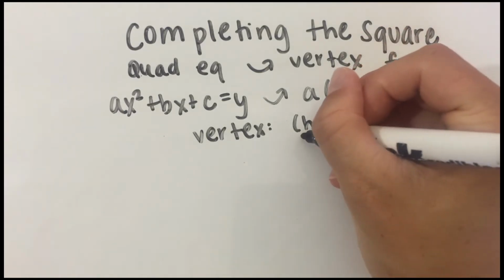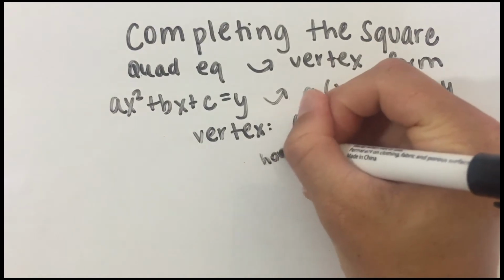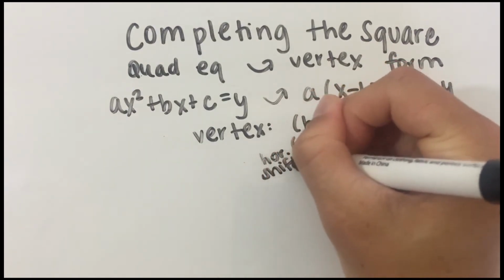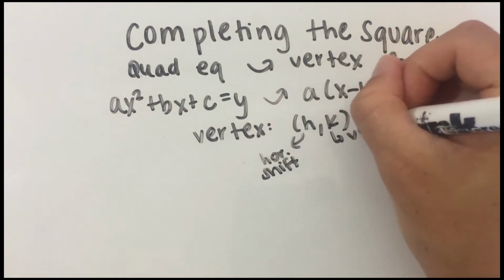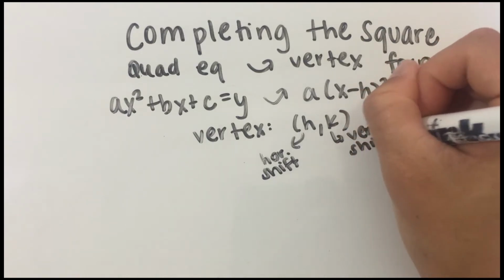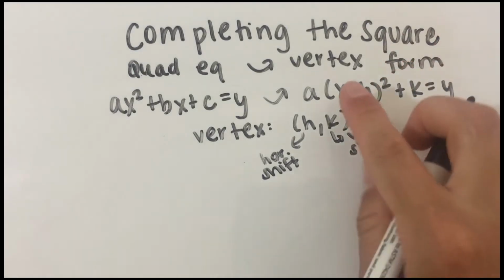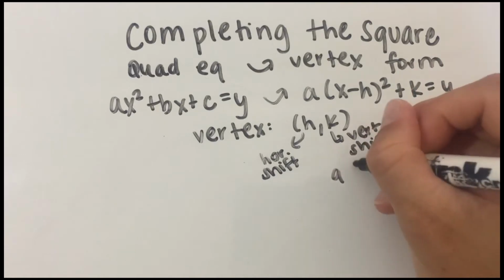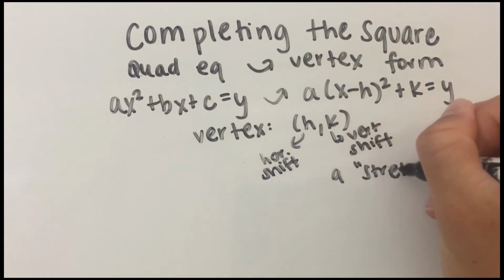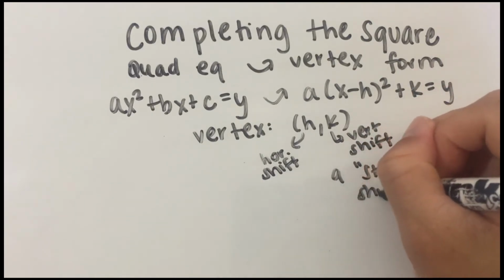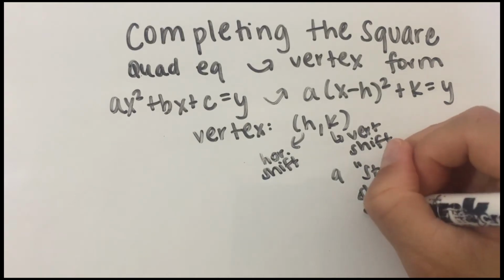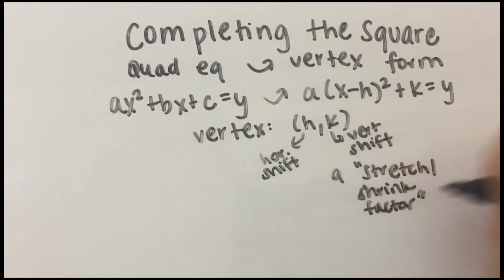And this is going to be our vertex, and this will be our horizontal shift. And our k will be our vertical shift. And here our a is our stretch or shrink factor. So this means that the a changes how wide or narrow the parabola is.